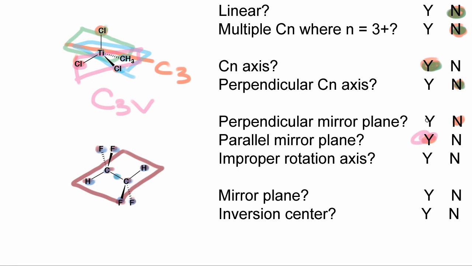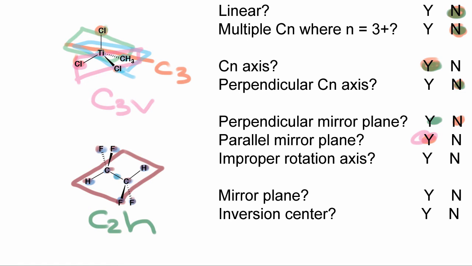Do we have a perpendicular mirror plane? Yes, we do. As we already established, we have a mirror plane in the plane of the hydrogen-carbon-carbon-hydrogen linkage, and that's perpendicular to the C2 axis right here. And so based off of that, then we end up with C2H.